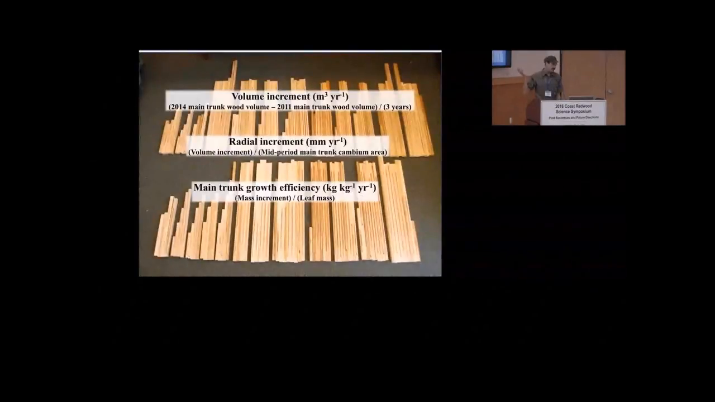So in the background are all the different cores I'd taken. We quantified growth in 3 ways. The main trunk wood volume in 2014 minus main trunk volume in 2011 divided by 3 gave us an average annual volume increment. We divide that volume increment by the cambium area, and we get a radial increment, which is what the radial growth would be if growth occurred evenly across the trunk. And we also use main trunk growth efficiency, which is defined as a mass increment divided by leaf mass. And these second 2 growth responses have an important size attribute in the denominator, which makes them independent of size.